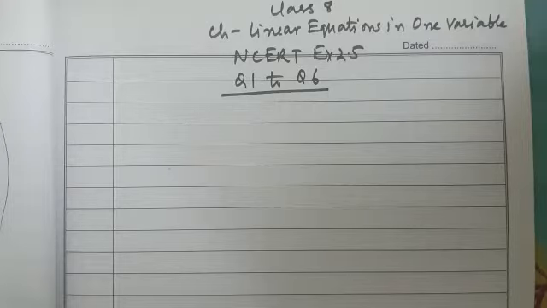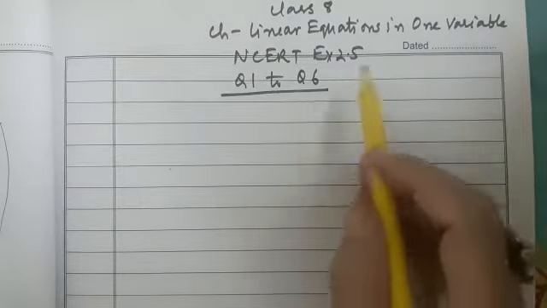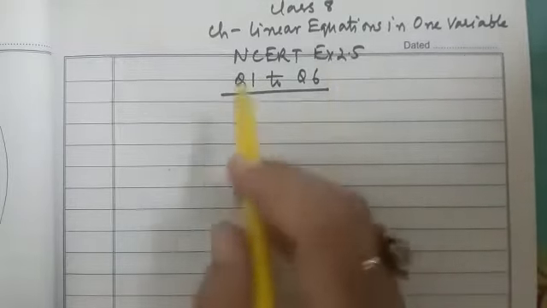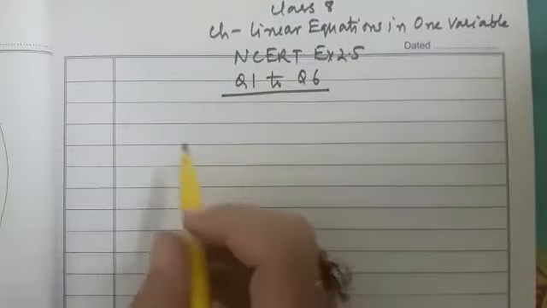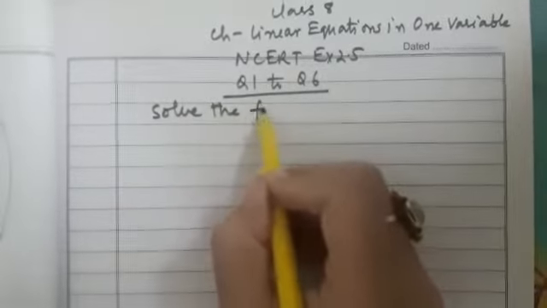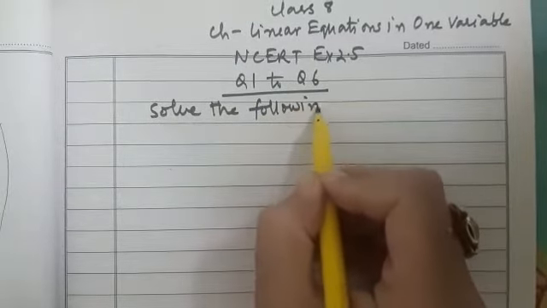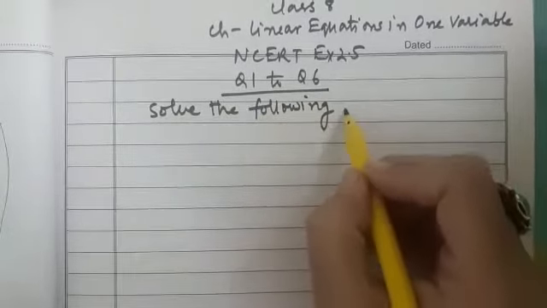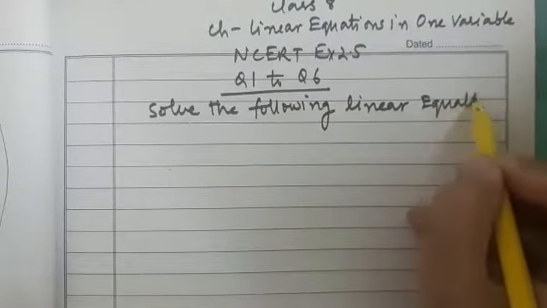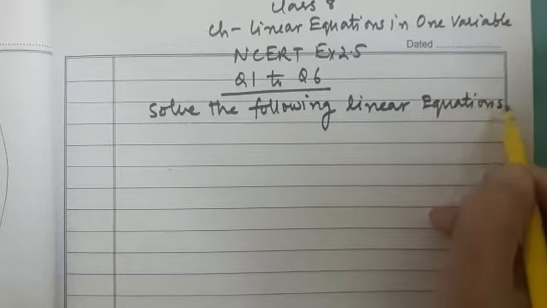Hello dear students, today we are going to discuss exercise 2.5 from the chapter linear equations in one variable. This is from your NCERT book. So let us solve the questions. It says solve the following linear equations. You have learned how to solve a linear equation, so we are going to apply that knowledge while solving these questions.